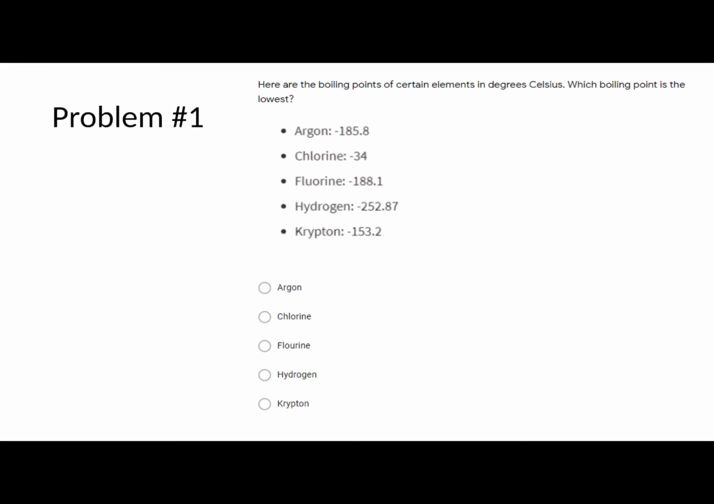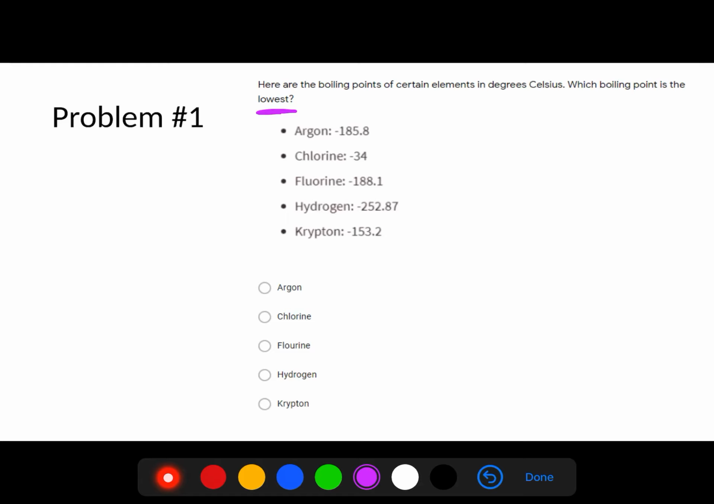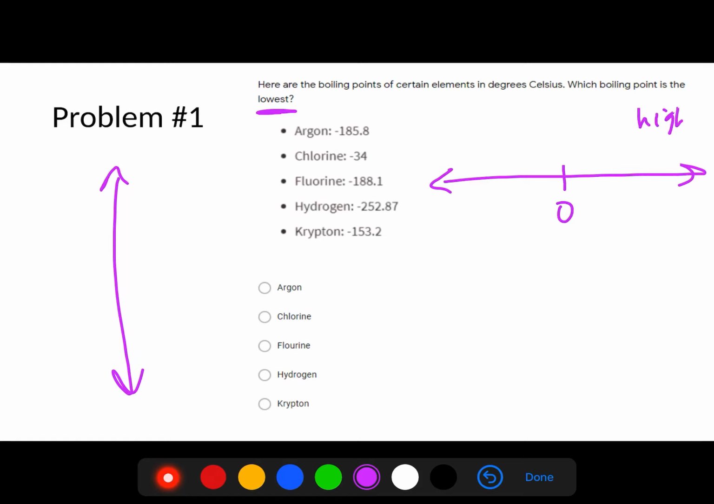Question 1 from the quiz said, here are the boiling points of certain elements in degrees Celsius. Which boiling point is the lowest? So remember from number lines, right? On a number line, whether it's horizontal or vertical, if this is 0, these are the higher points, larger positives, and these are the lower points. And if you're going vertical and this is 0, these are the higher points, positive numbers, and these are the lower points.